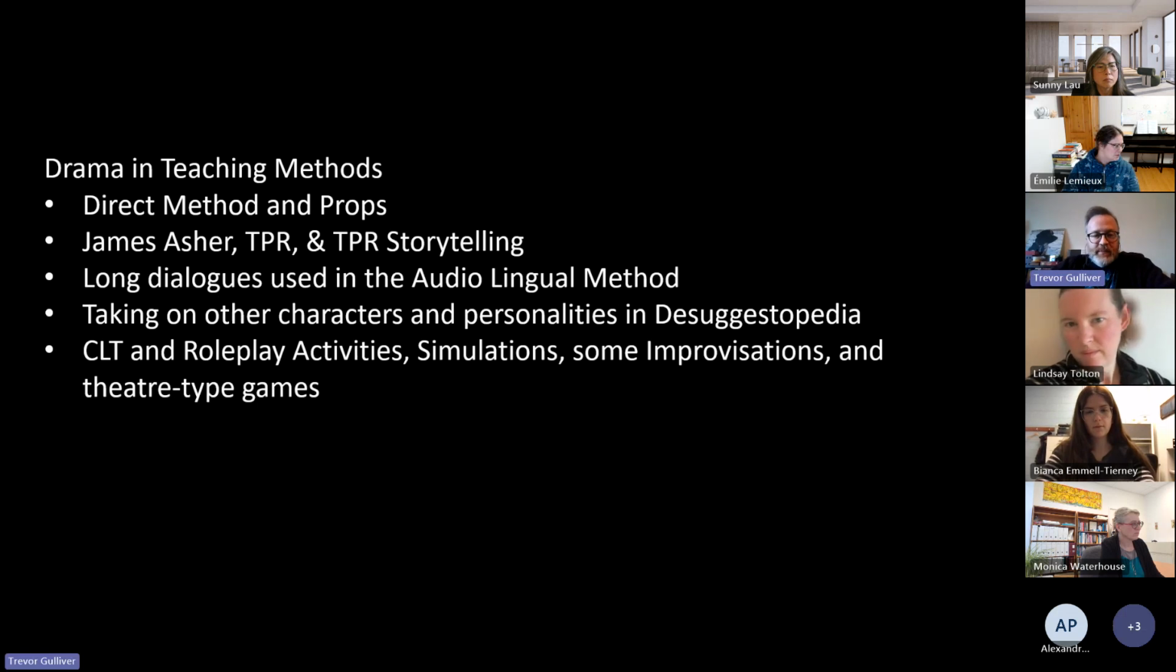In teaching methods, the direct method had props. James Asher, if you know TPR and TPR storytelling, James Asher is associated with TPR. His entire thing involves mime, involves charades, involves non-verbal demonstrations. Audiolingual method had quite long dialogues, which involved a lot of listen and repeat, and fairly extended practice.